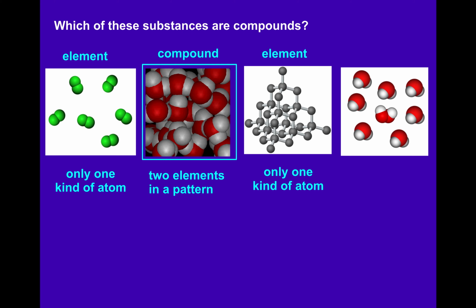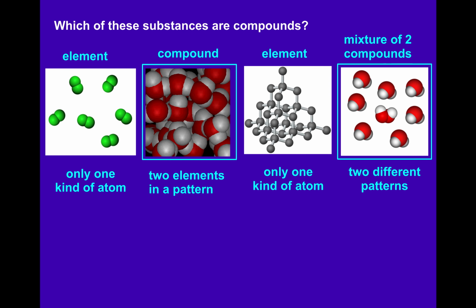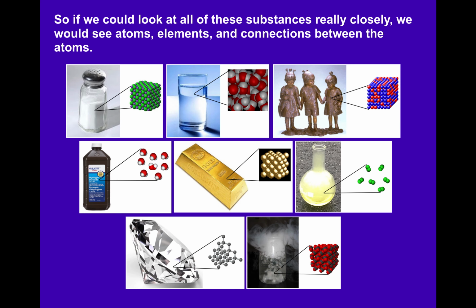Well, it turns out there are 2 patterns. The molecules on the outside all have the white, red, white pattern of a water molecule, but the one in the middle is different. It has white, red, red, white. That's the hydrogen peroxide molecule. So what we really need to say is that this is a mixture of 2 compounds, because there are two different patterns. So, if we could look at all of these substances really closely, this is what we would see. We would see atoms, little tiny clumps of matter, and elements, different kinds of atoms, and the connections between the atoms, either into ions or molecules.